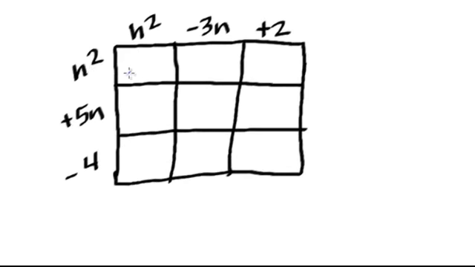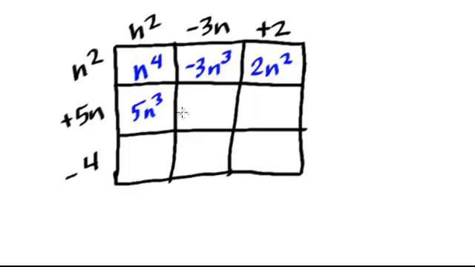N squared times n squared will give me n to the 4th. Now within this box, I multiply negative 3n times n squared. This is going to give me negative 3n to the 3rd. Now 2 times n squared. 2 times n squared is 2n squared. The second row, 5n times n squared. This is 5n cubed.